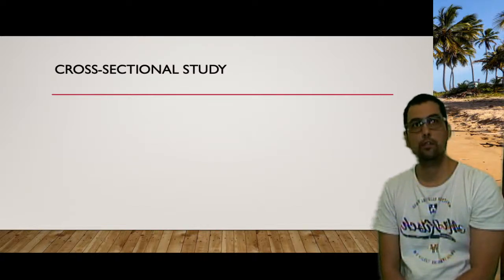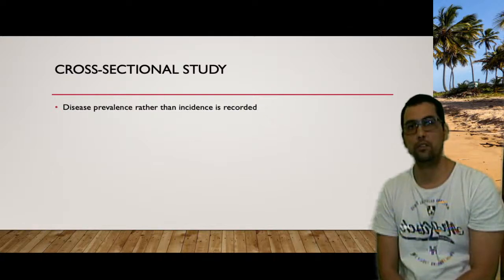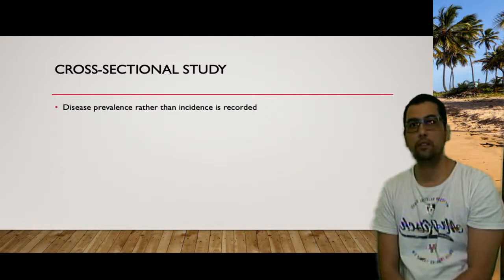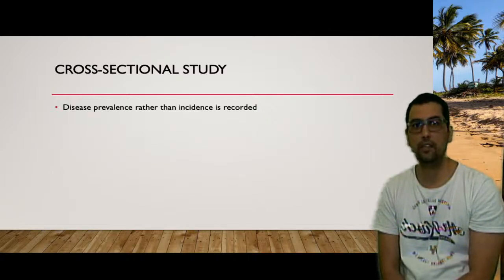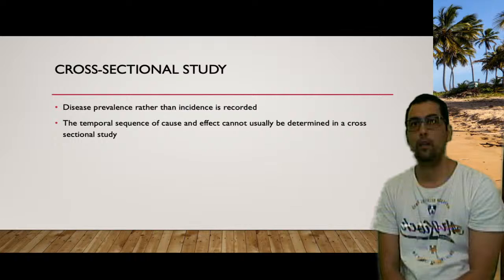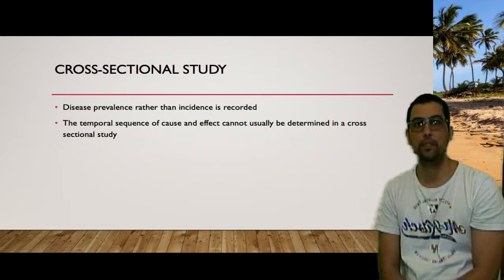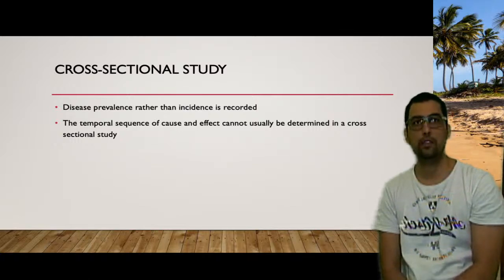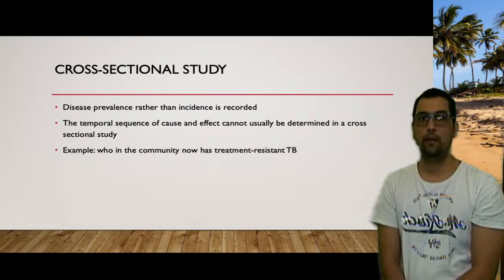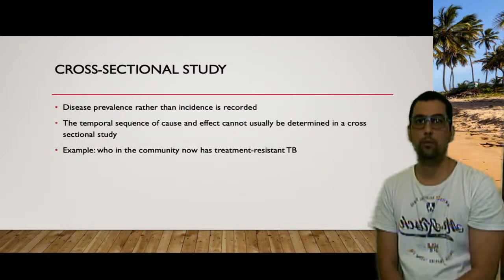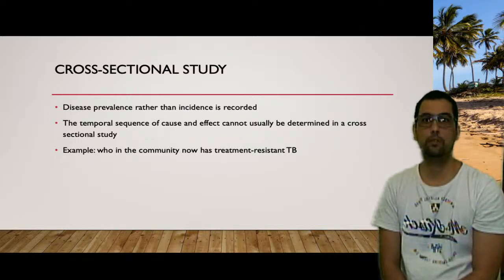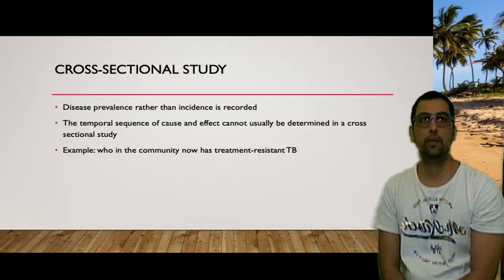In a cross-sectional study, disease prevalence rather than incidence is recorded. The temporal sequence of cause and effect cannot usually be determined. Example: who in the community now has treatment-resistant tuberculosis.